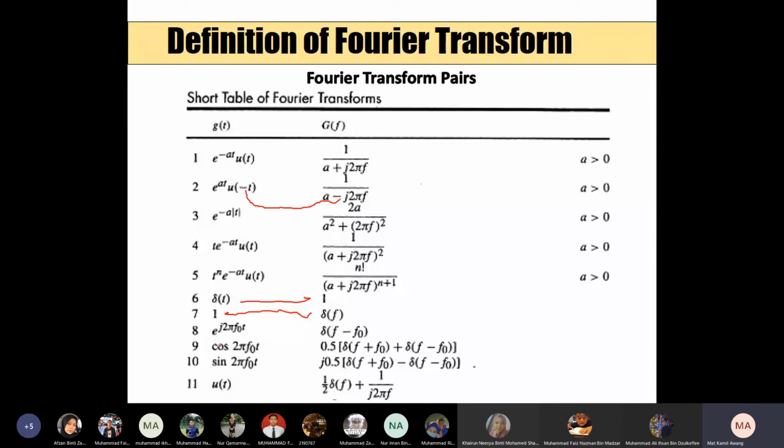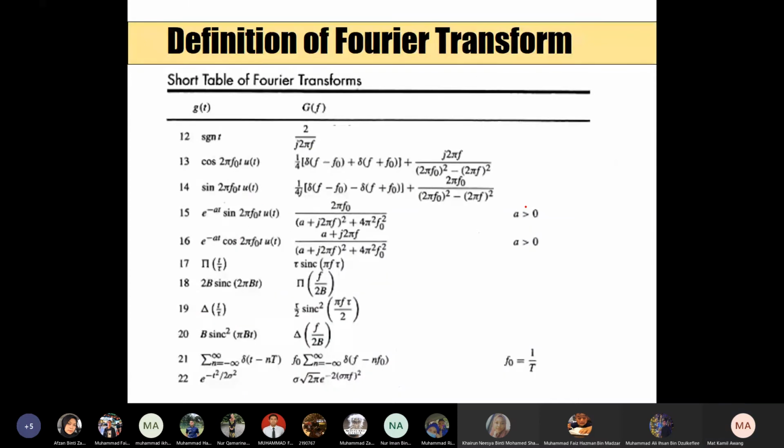If it's a cosine, this is actually number 8. This is an impulse shift in the frequency domain, represented by e to the j 2 pi f naught t in the time domain. This is the cosine, this is for sine, and this is the Fourier transform for a step function u of t. So you have 1/2 delta of f plus 1 over j 2 pi f. So these tables should come in handy for you when you want to do the Fourier transform. This also. So you can go through this on your own, right?